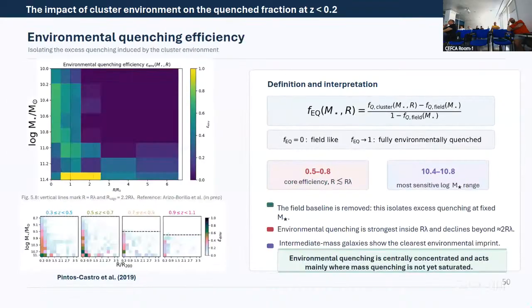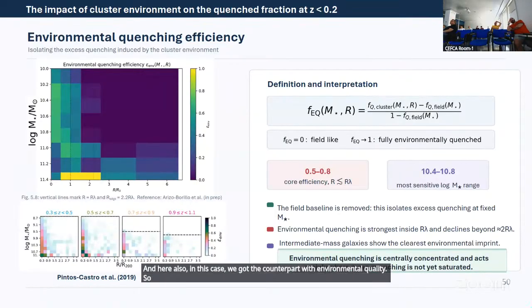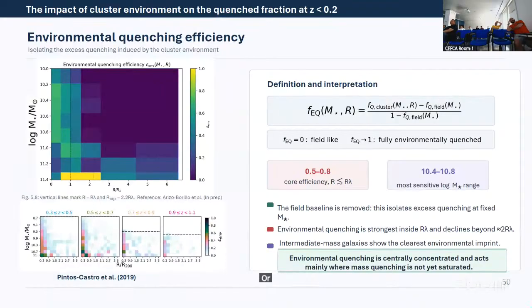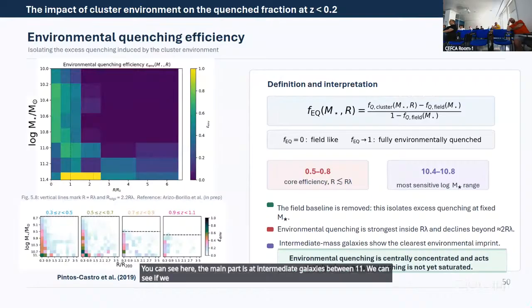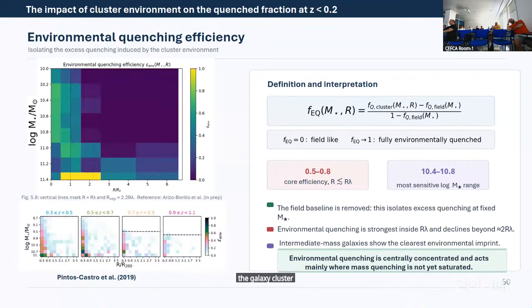And here also, in this case, we got the counterpart with environmental quenching efficiency. So for a given stellar mass, we see how the environment affects the quenching. As you can see here, the main part is at intermediate stellar masses, galaxies between 10 and 11. We can see that if we go inside the galaxy cluster, the environmental quenching is clearly affecting the quenching of the galaxies. Very similar from the comparison at different redshifts.